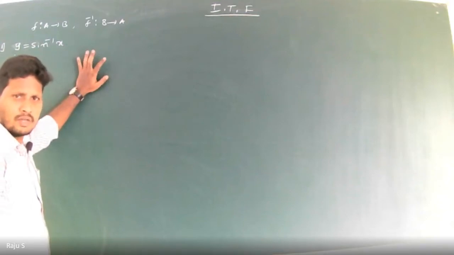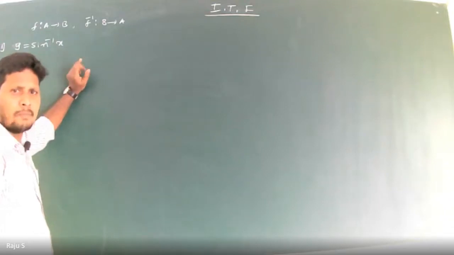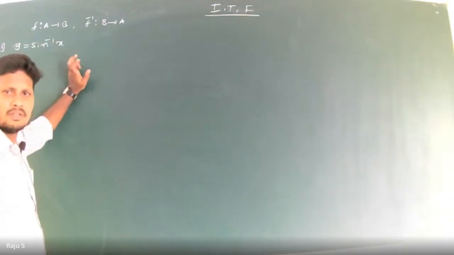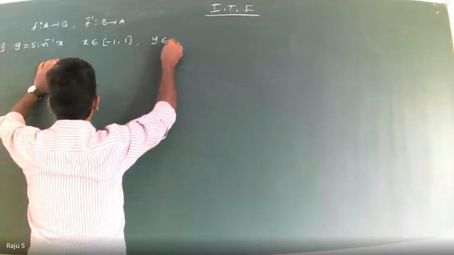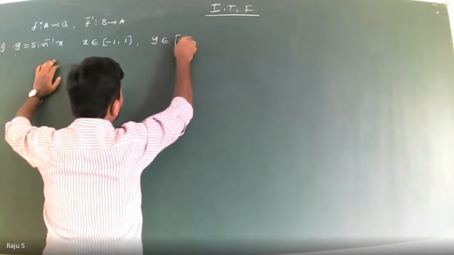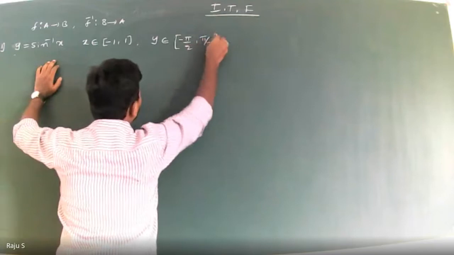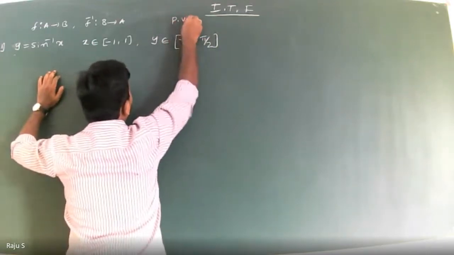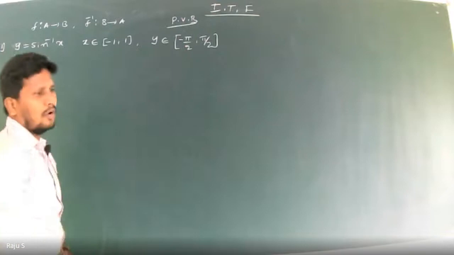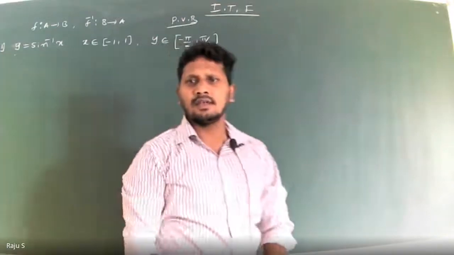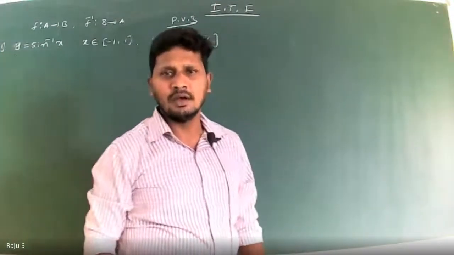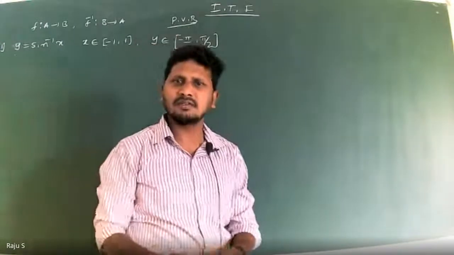Here, if you see some key properties of sine inverse x, what are the key properties generally? For sine inverse x, the domain is from minus 1 to 1. What is the range? Range is nothing but the y values, from minus pi by 2 to pi by 2. I said very clearly, this is called PVB, principal value branch. In the first exercise, they asked the principal value branch of sine inverse, cos inverse, like that.